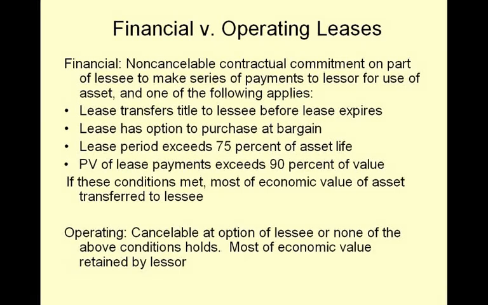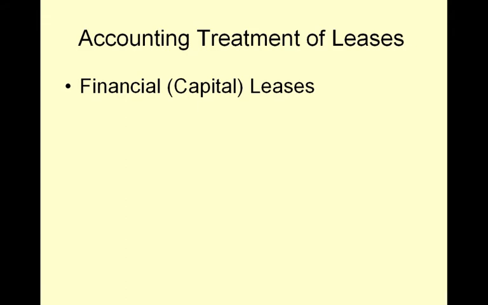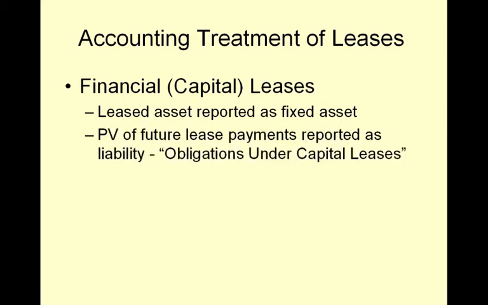Financial and operating leases are treated differently in the accounting statements. For financial or capital leases, the leased asset is reported as a fixed asset, and the present value of future lease payments is reported as a liability. The liability might be entitled obligations under capital leases. As the lease period proceeds, or as time passes, and as the asset becomes older, both the asset value and the liability are reduced. Operating leases are simply disclosed in the footnotes to the financial statements.